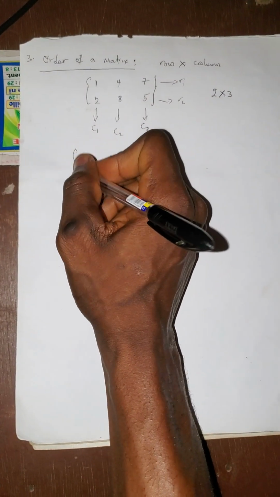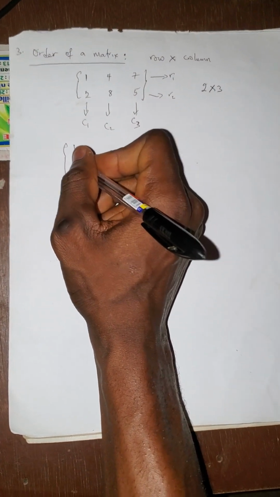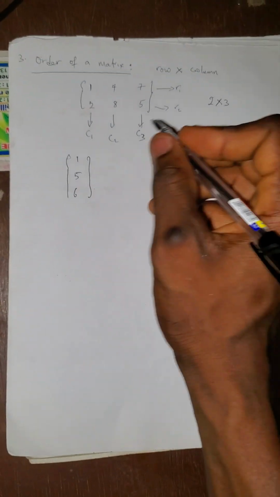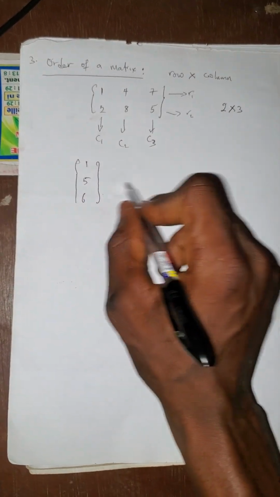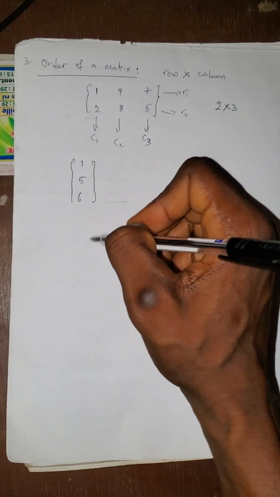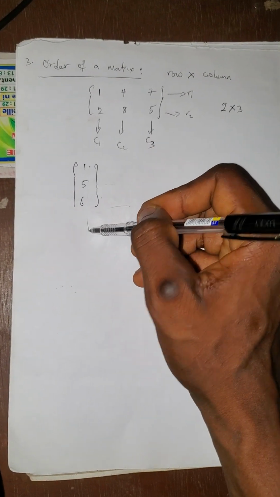Now another example, if you have 1 5 6, if you check it very well, it contains 1, 2, 3 rows, but only one column. So it only contains one column.